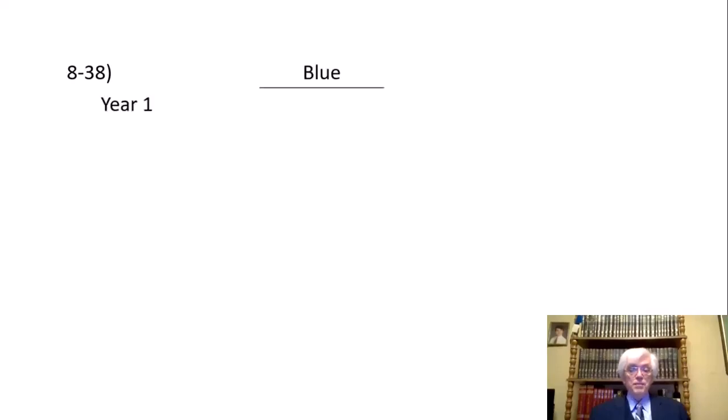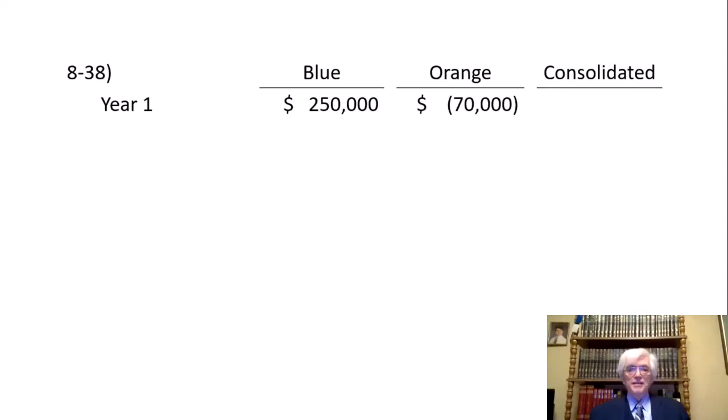In year one, Blue Corporation has a profit of $250,000. Used to that number, you'll see it again. Orange Corporation's a little more variable. They had in year one a $70,000 loss. Consolidated, $180,000. Well, that's just $250 minus $70. So there you go. Because there's no intercompany transactions and apparently also no group items that we need to worry about. If you have no intercompany items and no group items, then just sum the two corporations, and that's your consolidated net income.